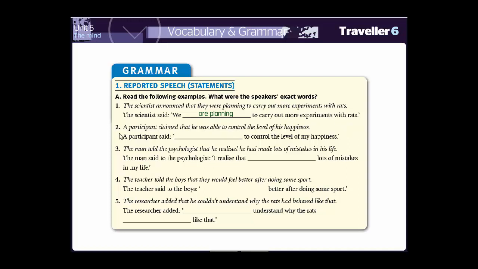Number 2. A participant claimed that he was able to control the level of his happiness. The exact words of the participant: he said, "I am able to control the level of my happiness." 3. The man told the psychologist that he realized he had made lots of mistakes in his life. The man said to the psychologist, "I realize that I've made lots of mistakes in my life."